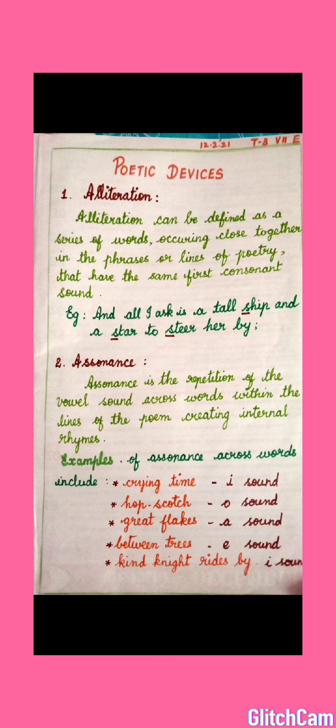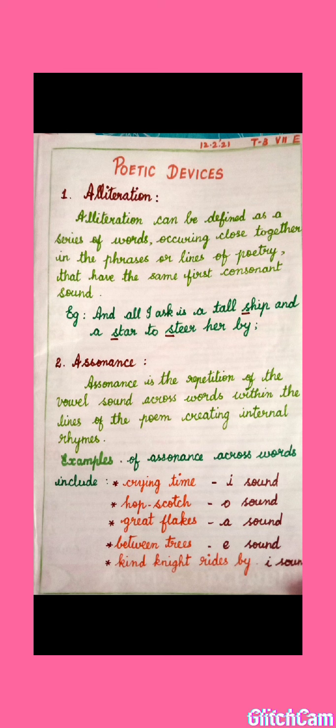Assonance is the repetition of the vowel sound across words within the lines of the poem, creating internal rhymes. Examples of assonance across words include crying time. Here you have to look for the vowel sounds A, E, I, O, U. Crying time: I sound, cry, I sound, time, I sound. Hopscotch, O sound you can hear. Great flakes, A sound. Between trees, E sound. Kind night rides by: kind, I sound, night, I sound, rides, I sound, and by, I sound.